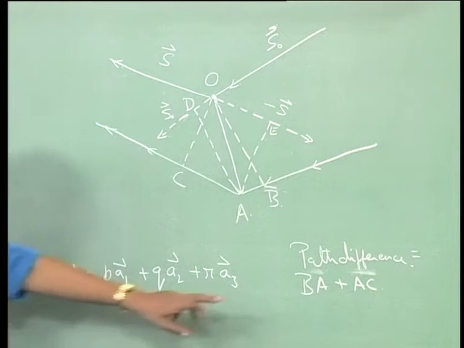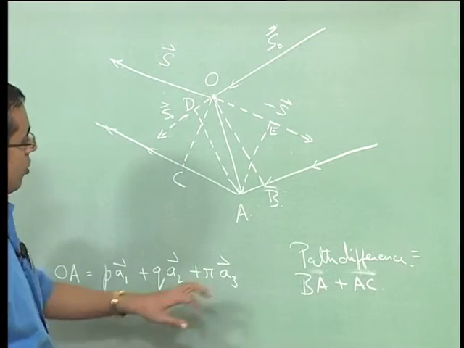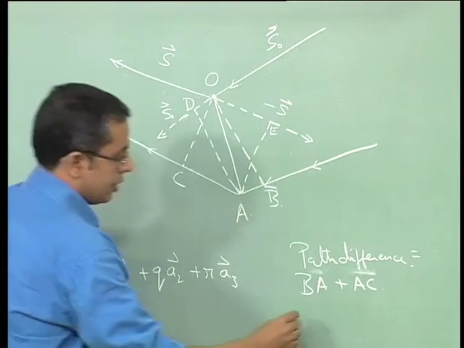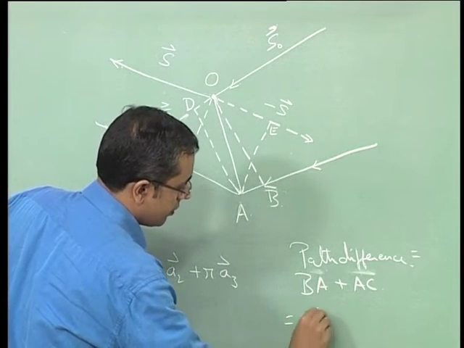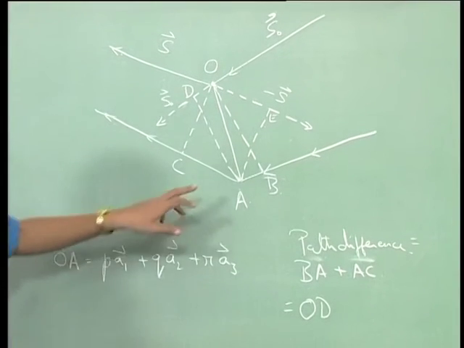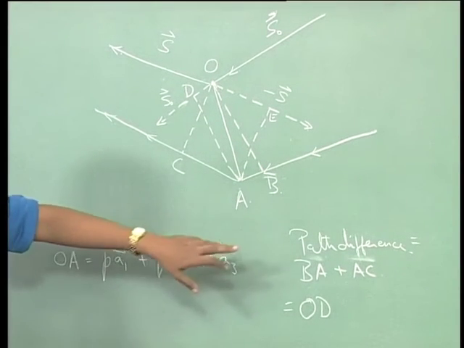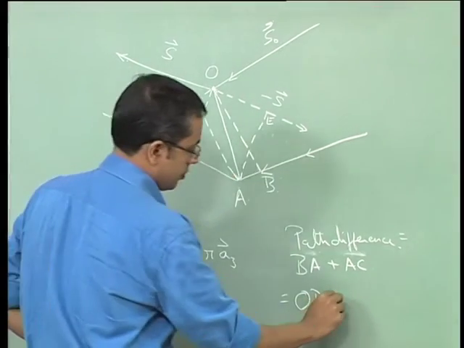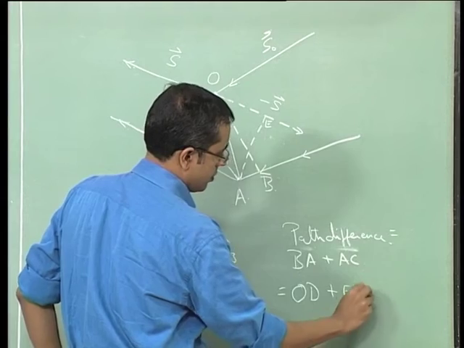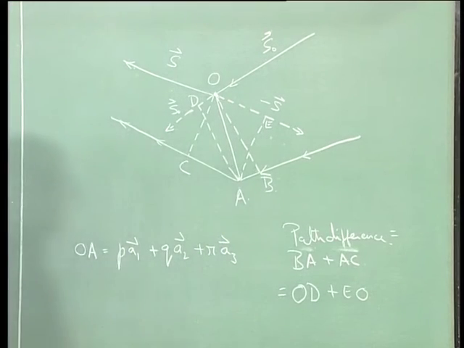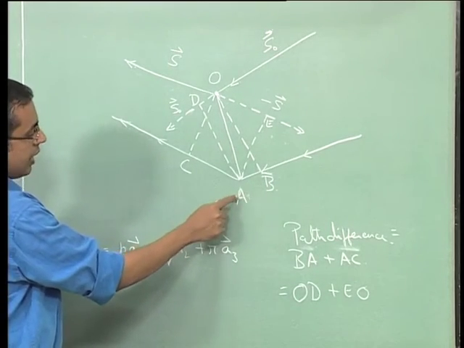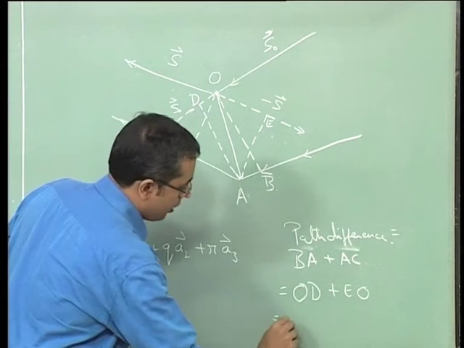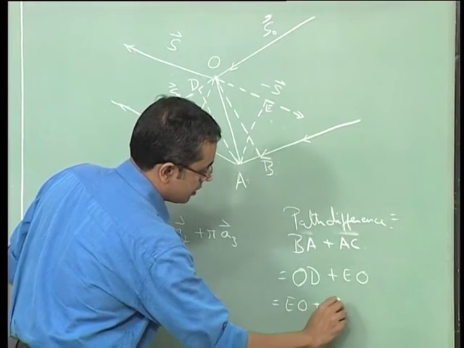Right. So the same path difference BA plus AC. Now BA is simply OD, they are both the same, B to A is the same as O to D, so this is equal to OD, and AC is here, A to C, it is the same as E to O. Right. So BA is OD and AC is EO. So therefore the path difference is simply EO plus OD, the same thing.